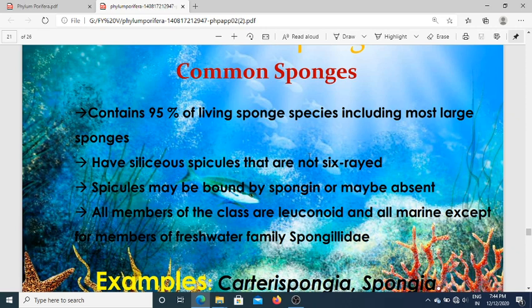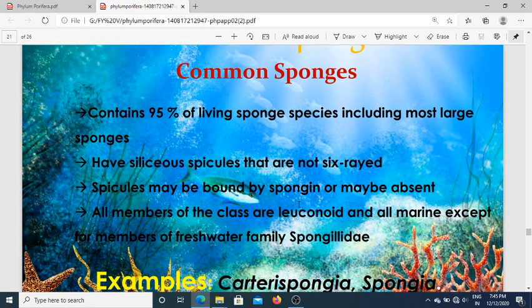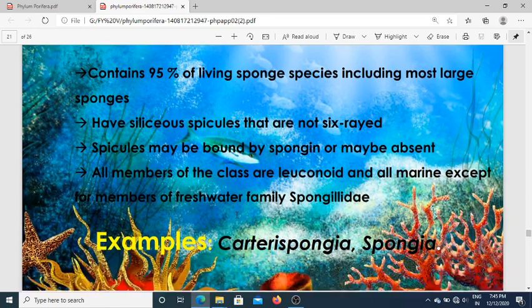Asexual reproduction takes place by gemmule formation. The larva is flagellated and called a parenchymula. An example is Spongilla. The class Demospongiae contains 95% of living sponge species, includes most large sponges, and has siliceous spicules that are not six rayed. Spicules may be bound by spongin or may be absent. All members of the class are leuconoid and all marine except for members of the freshwater family Spongillidae.